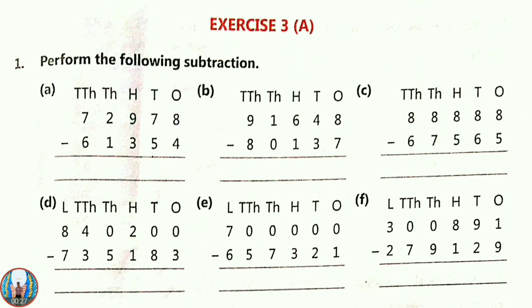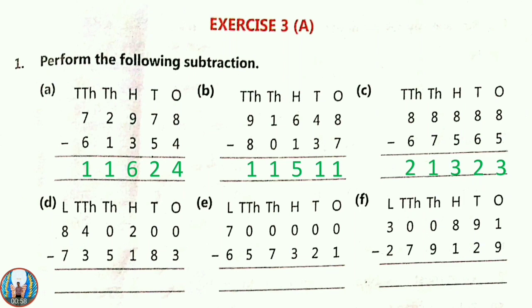So the first one, 8 minus 4, 4; 7 minus 5, 2; 9 minus 3, 6; 2 minus 1, 1; and 7 minus 6, 1. These are the simple subtractions. The second question, 8 minus 7, 1; 4 minus 3, 1; 6 minus 1, 5; 1 minus 0, 1; 9 minus 8, 1. Third question, 8 minus 5, 3; 8 minus 6, 2; 8 minus 5, 3; 8 minus 7, 1; 8 minus 6, 2.